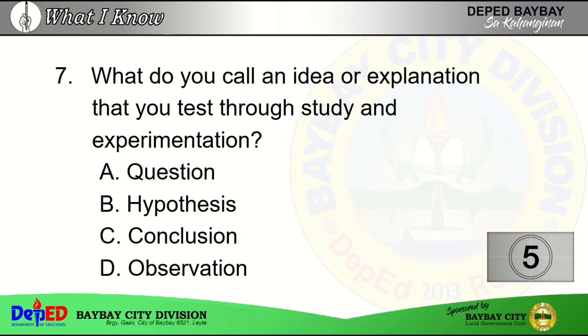Number 7. What do you call an idea or explanation that you test through study and experimentation? A. Question. B. Hypothesis. C. Conclusion. D. Observation. The correct answer is letter B. Did you score on this?